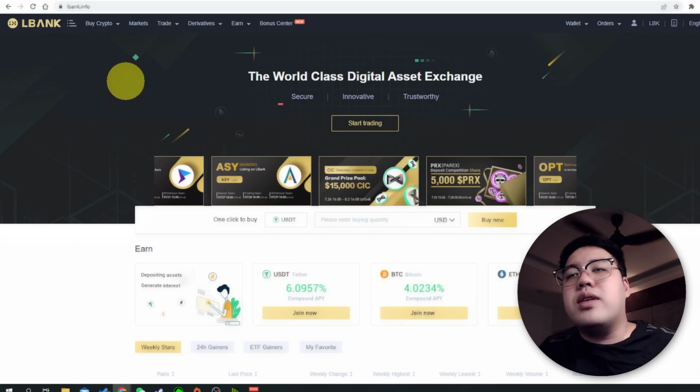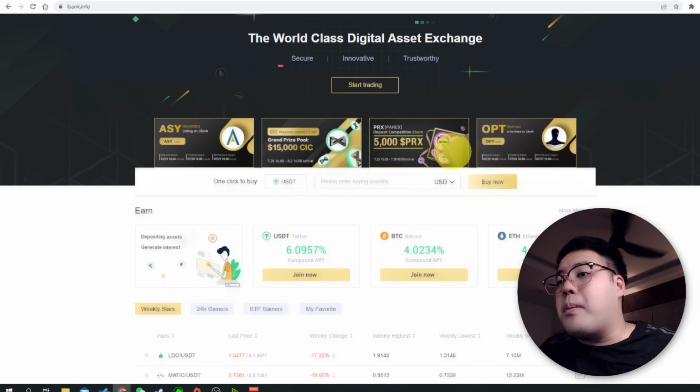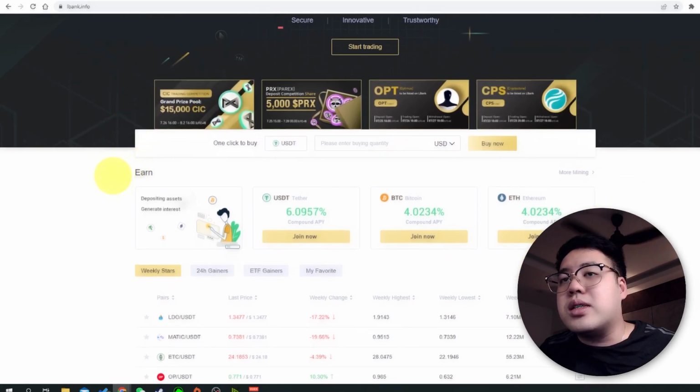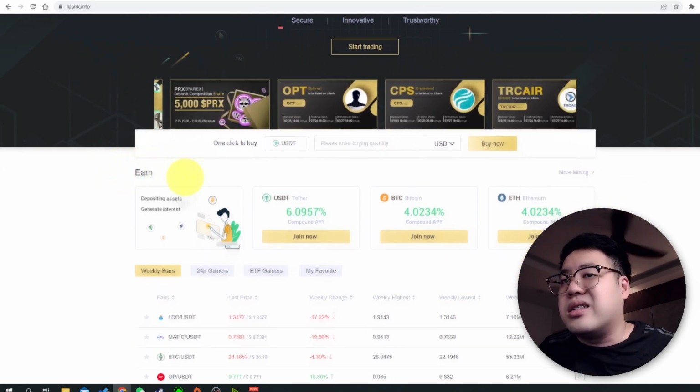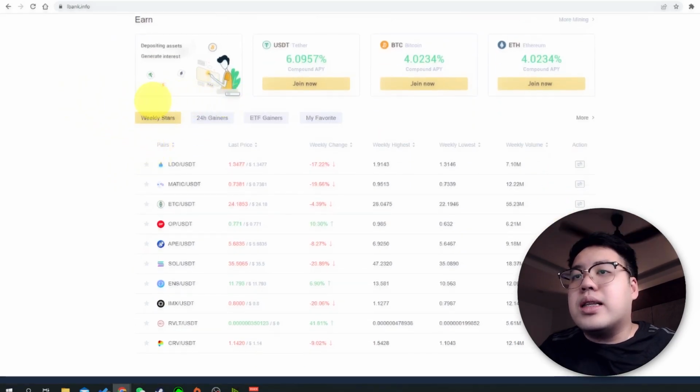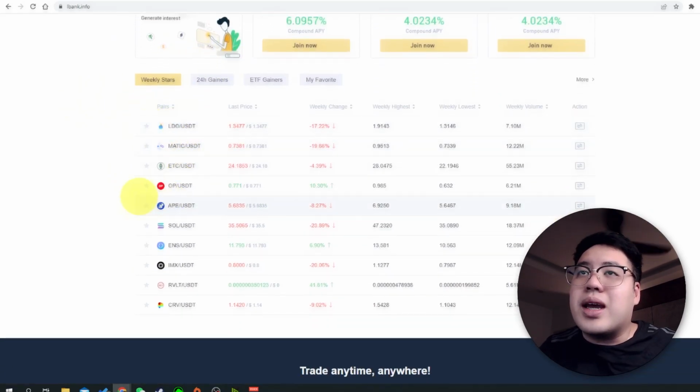On top is the home page. If you look down below, this is Lbank Earn. I'll go through it later, and this is all the pairings that you can trade.